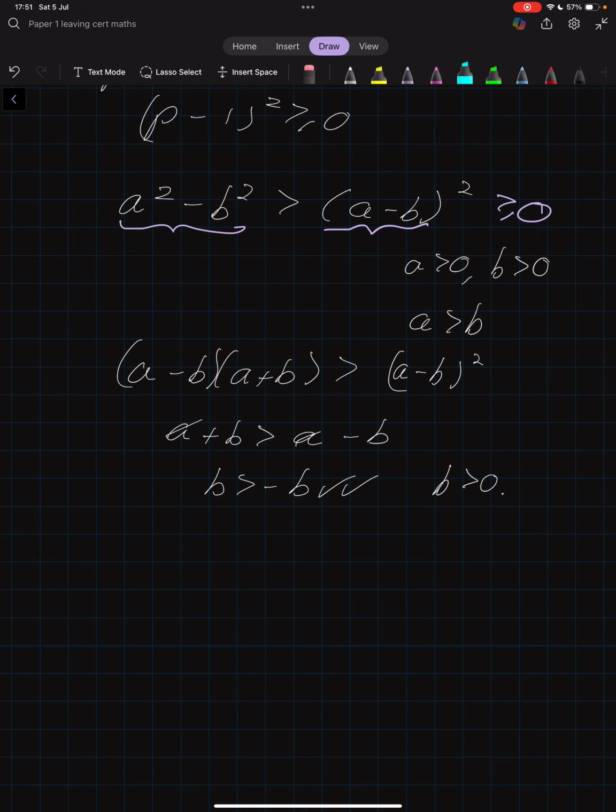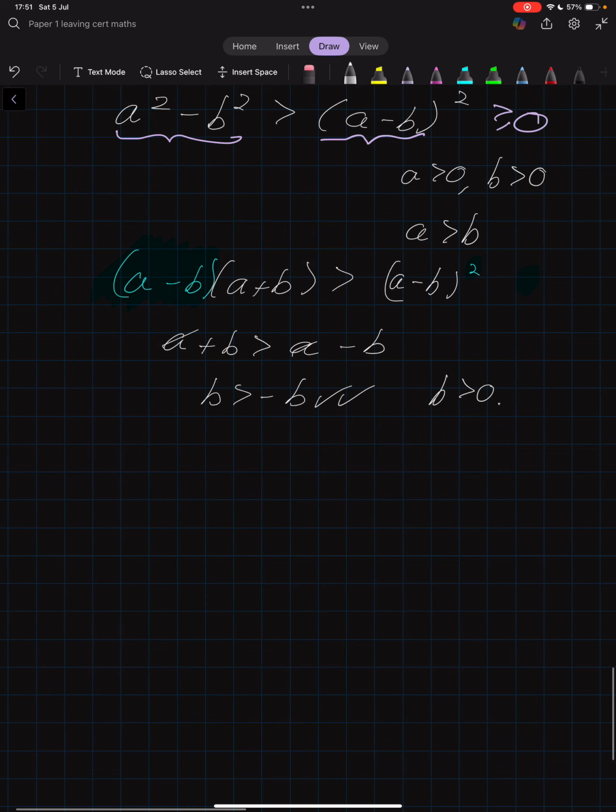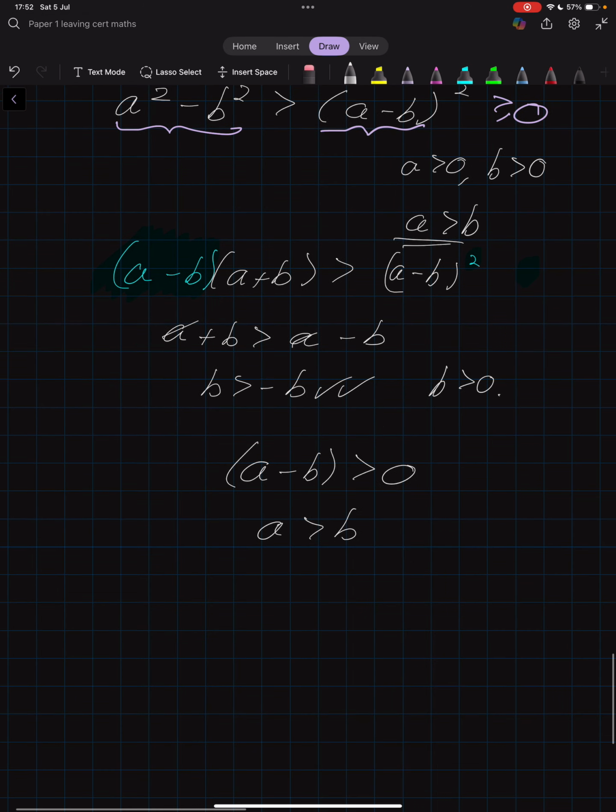Now just before I finish the video, does anybody have a problem with what I just did? Specifically in this line? Because you should. I just divided by a minus b on both sides. Why am I allowed to do that? You're allowed to divide by anything so long as what you divide by is greater than 0. And a minus b is greater than 0 because a is greater than b, as I said up here. Okay? So this only works because a is greater than b.